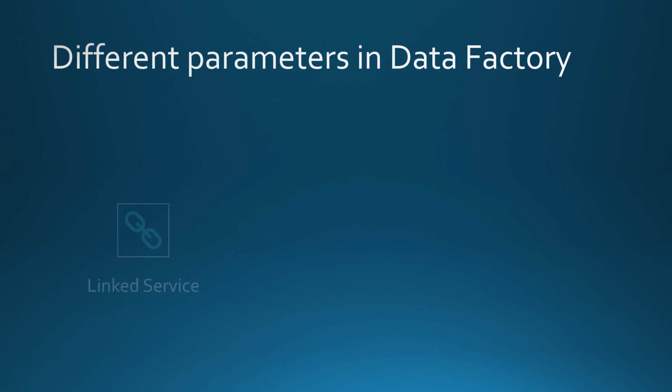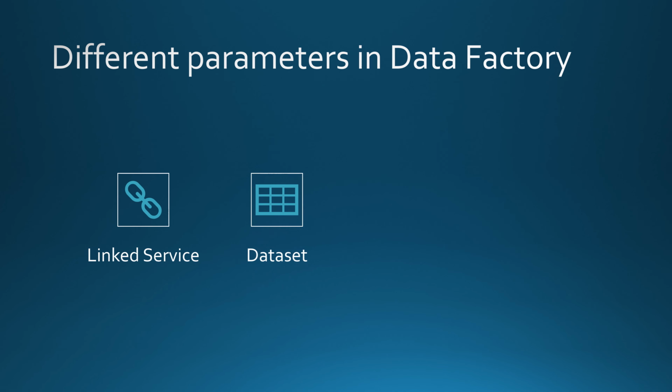First, we could parameterize the linked service and, for example, parameterize the database that is being used on the SQL server. Then we have the dataset parameters that we just went through in the previous example, where we can, for example, parameterize the file name or even the blob container that is being used to fetch the data.